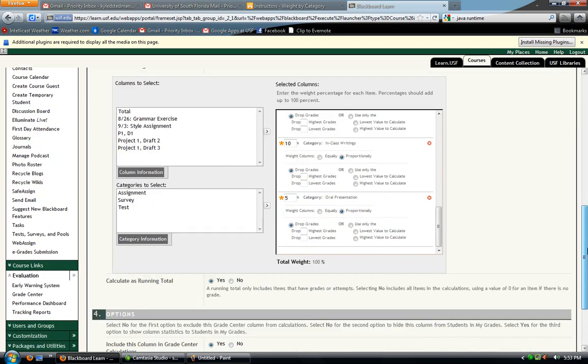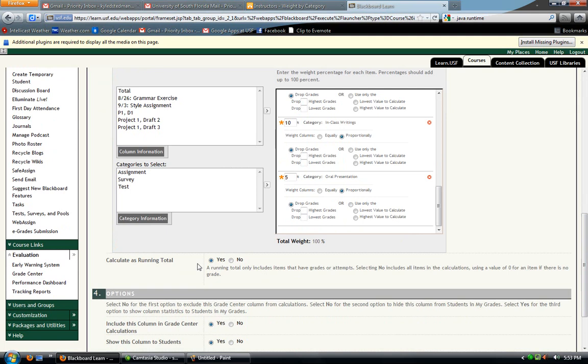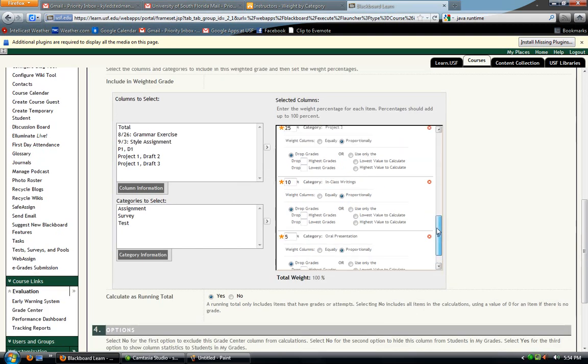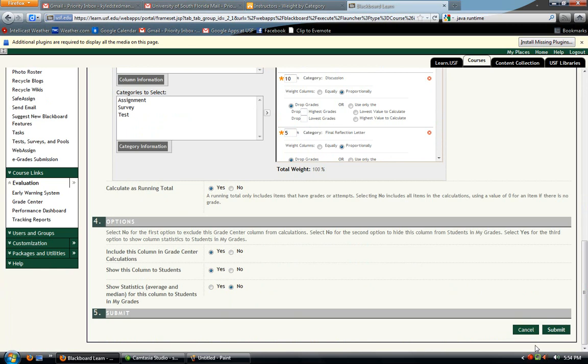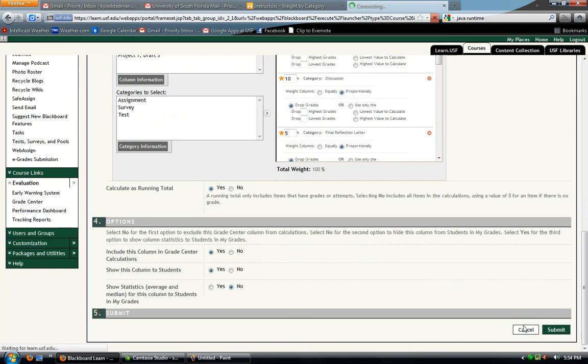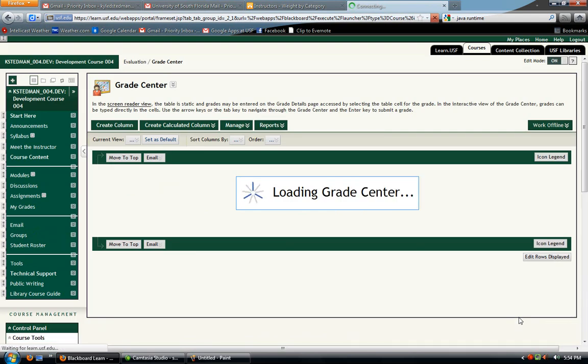So right now, Blackboard is doing its best to guess. That's what calculate as running total here means. It only includes items that have grades or attempts. It's saying, okay, based on what's there, we know that the Project 1 stuff should matter a little bit more than the homework. So we're going to do our best to put that all together and give you a number that estimates what the student's grade is at this point.